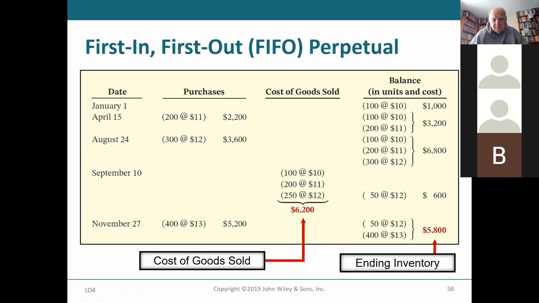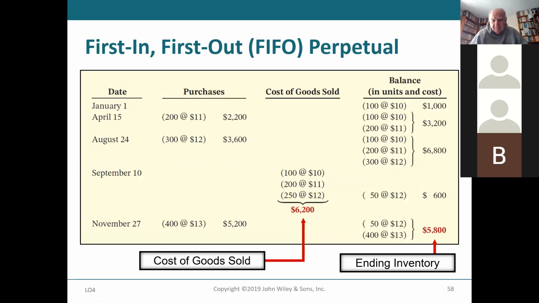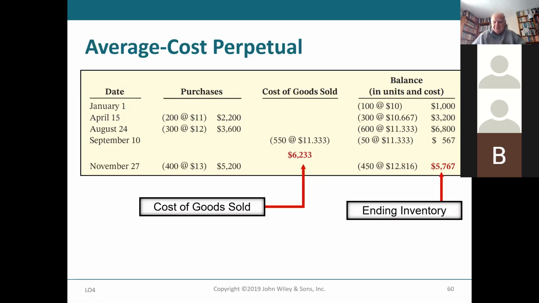Average cost, LIFO, FIFO. There's FIFO rather. There's LIFO. With LIFO, which ones did they sell first? They sold the 300 at 12, the 200 at 11, and 50 of the 100 to get to where they needed to be at that point, okay? Average cost, that's the easy one. They just took the total available number divided by the available units, and they got a certain amount per unit. You just multiply it out, $13 per unit.